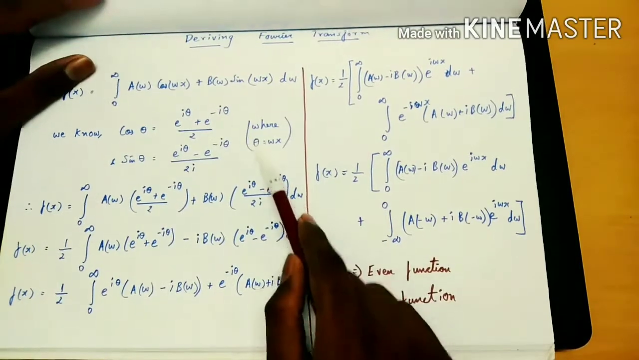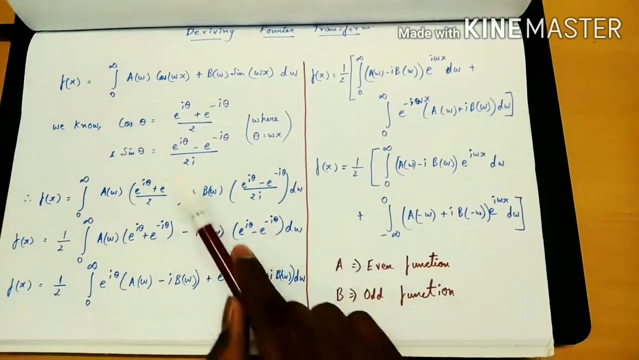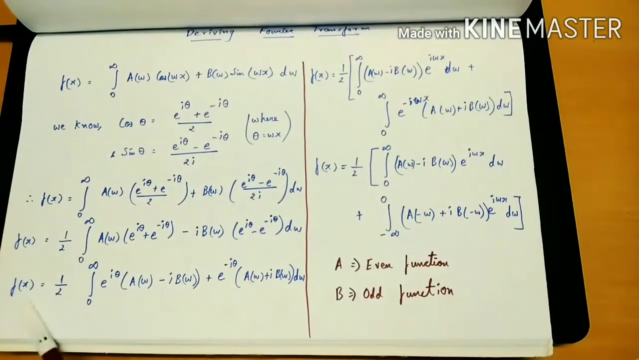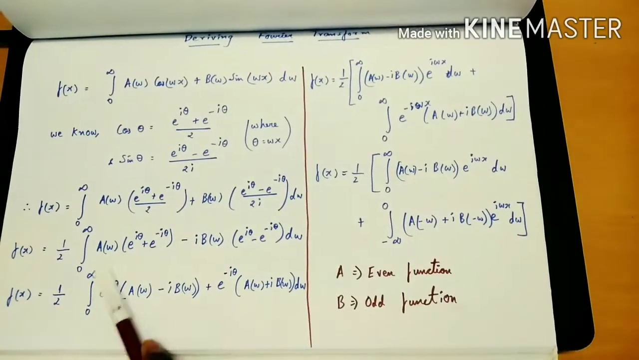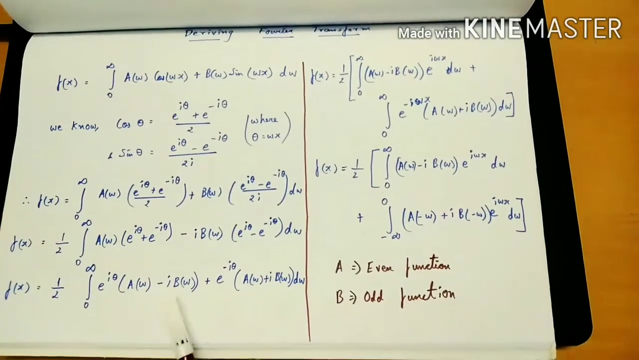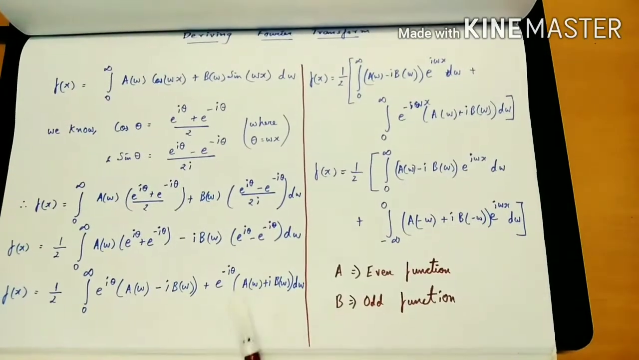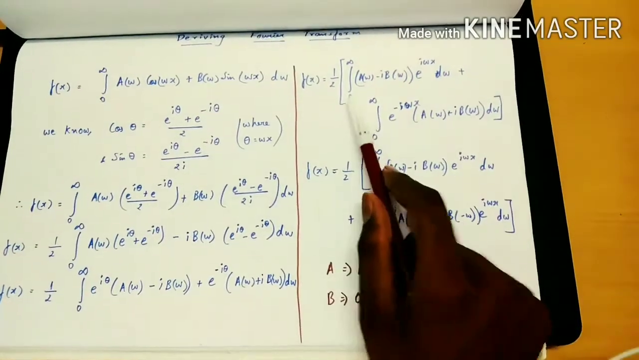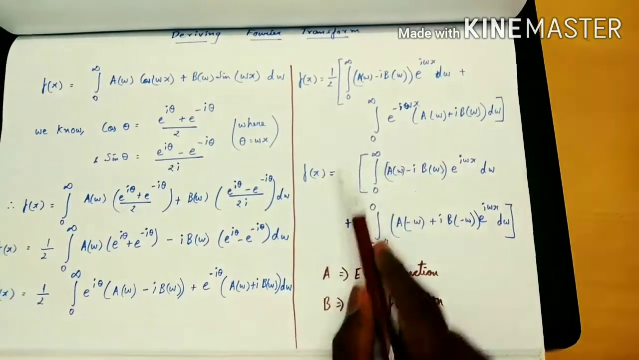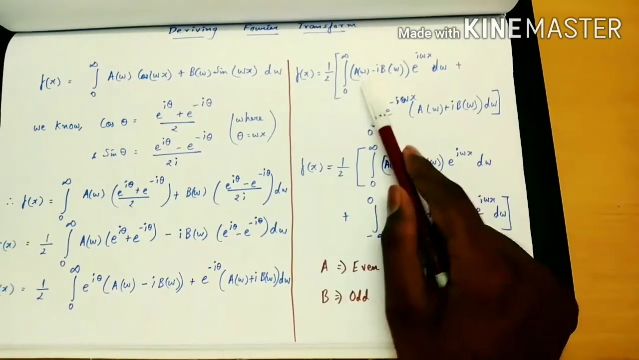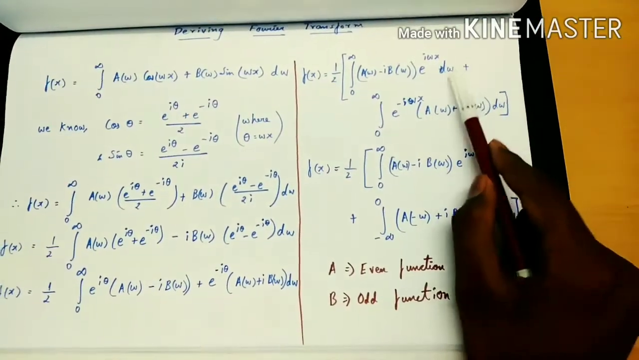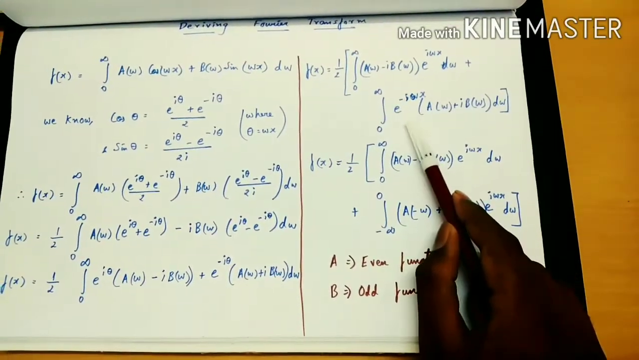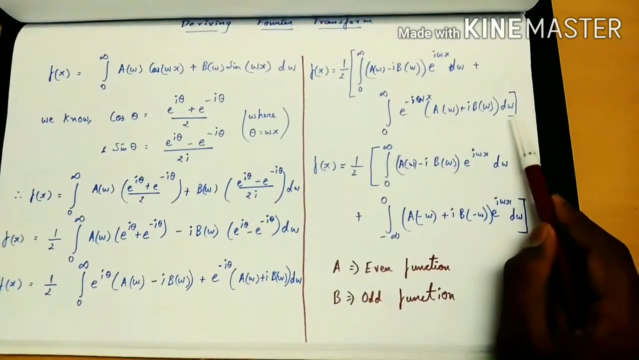To avoid confusion, let us consider that theta is equal to omega x, and upon substituting in the Fourier integral representation and simplifying, we get this: f of x is equal to 1 by 2 integral 0 to infinity e power i theta times (a omega minus i b omega) plus e power minus i theta times (a omega plus i b omega) d omega. Now let us separate the integrals into 1 by 2, the whole of integral 0 to infinity (a omega minus i b omega) e power i omega x d omega plus integral 0 to infinity e power minus i omega x (a omega plus i b omega) d omega.